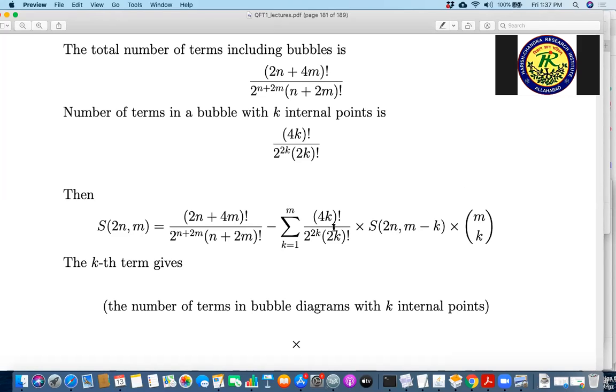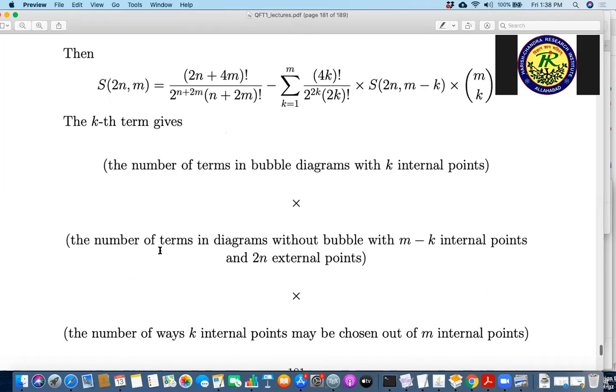Okay, so this is the formula, and what it tells us is that if you know S for lower order diagrams, right? Lower order means what? Lower order means fewer powers of lambda, because m is the number of internal points, so that's the power of lambda that we'll get. So this tells you how to represent the number of terms without bubbles at a given order, lambda to the m, in terms of the number of terms in the same Green's function, but at a lower order power of lambda, lambda to the m minus k, where m minus k is necessarily less than m, because k here runs from 1 to m. So this is a formula you can use to count how many terms there are in diagrams without bubbles.